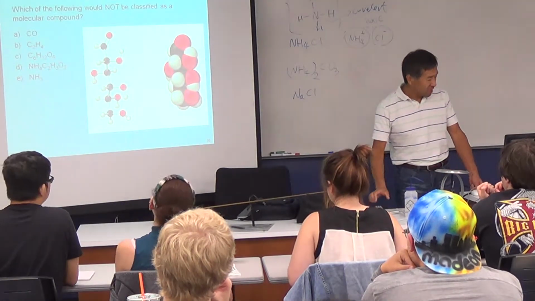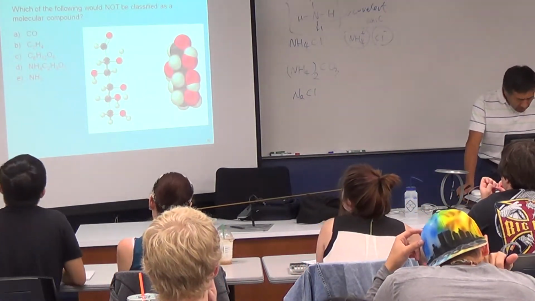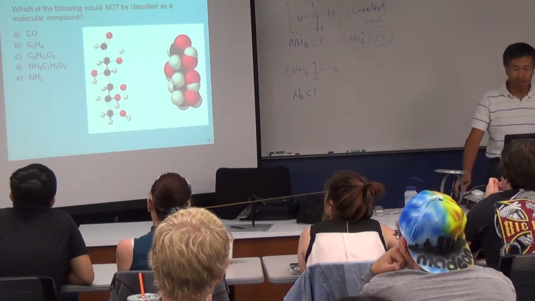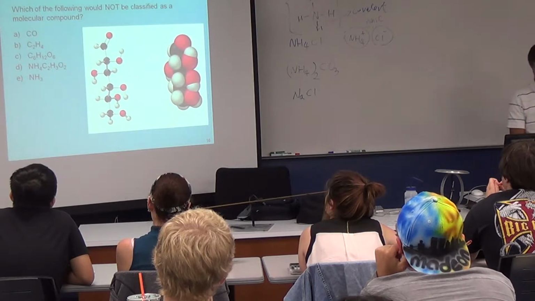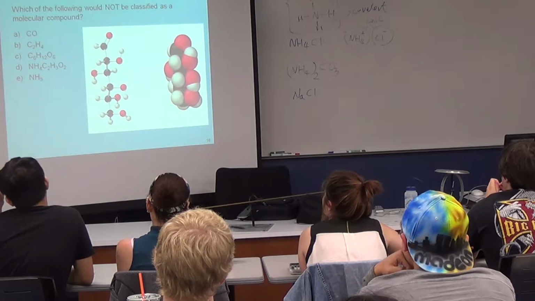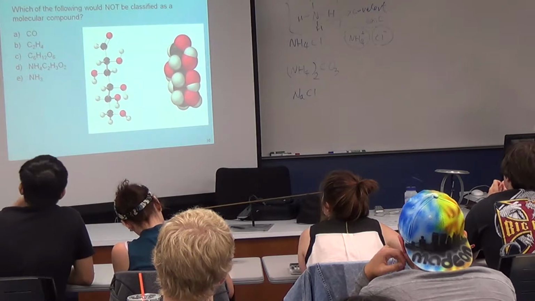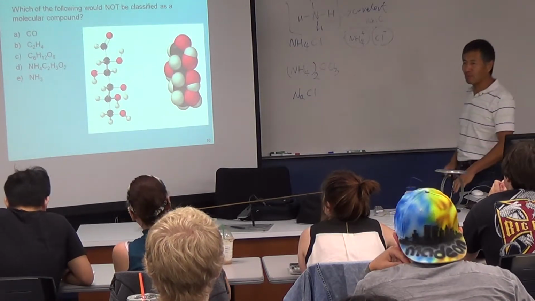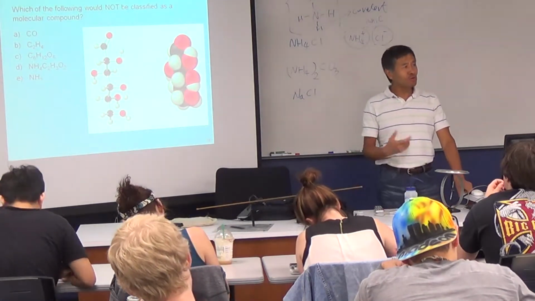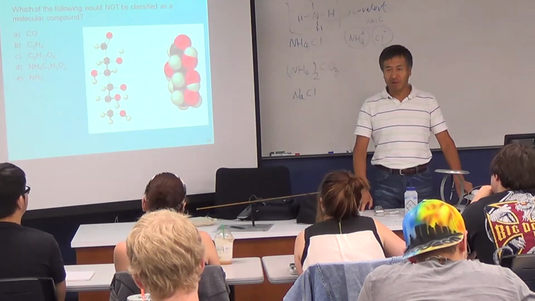Now let's do another practice. So this practice is about how you classify. Which of the following will not be classified as a molecular compound? D is not a molecular compound. Why is D not a molecular compound? It's not a molecular compound, which means you're not looking for acid, but no, we're not going to see acid here. That means you're looking for the ionic compound, right?